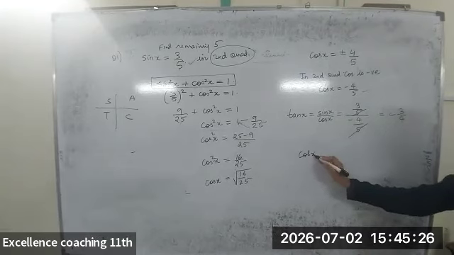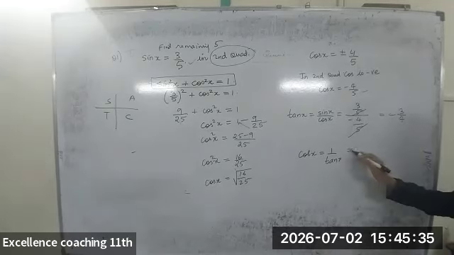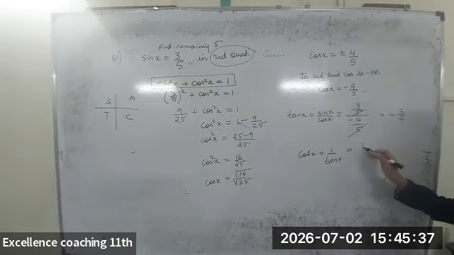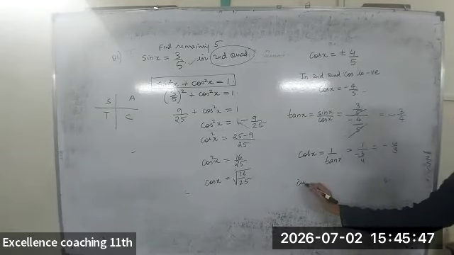Cot, you can directly make it ulta and write. Or you could make cos upon sine also, whichever way you solve. Both the ways will get the same answer. What is ulta? 1 upon tan, so it will become minus 4 by 3. Reciprocal of this. Now sec or cosec is there.